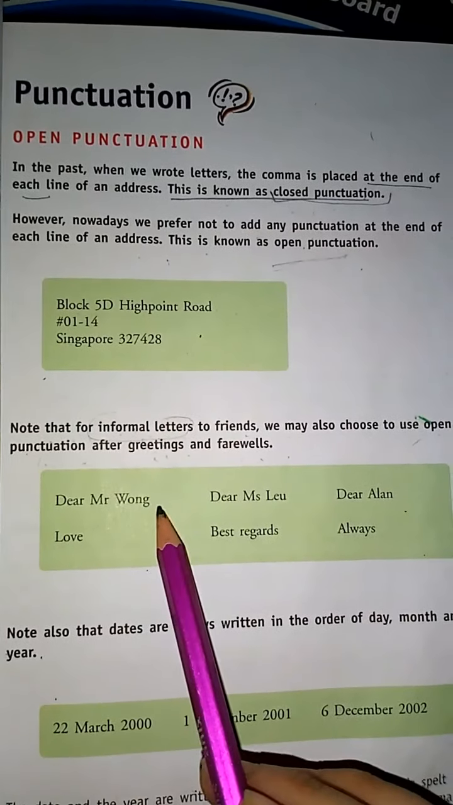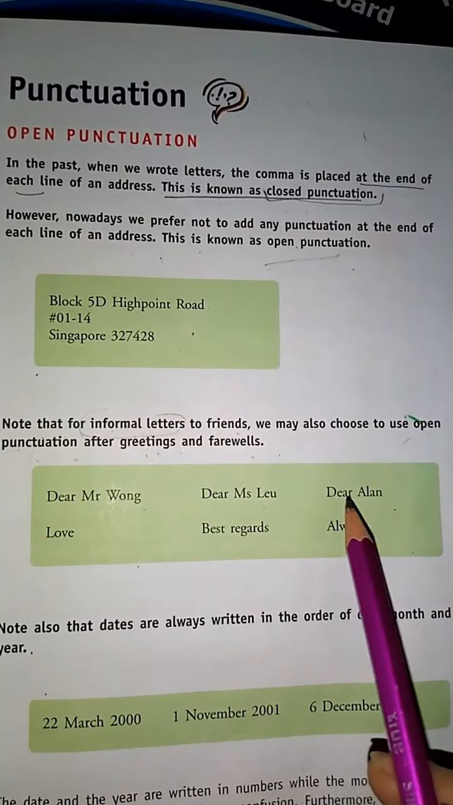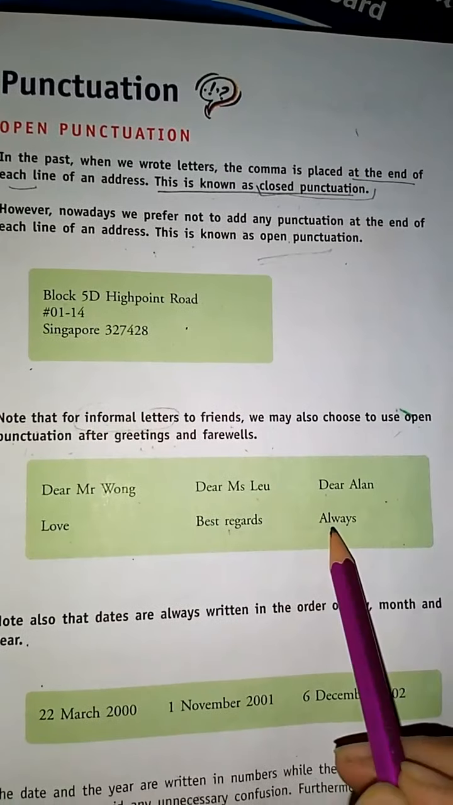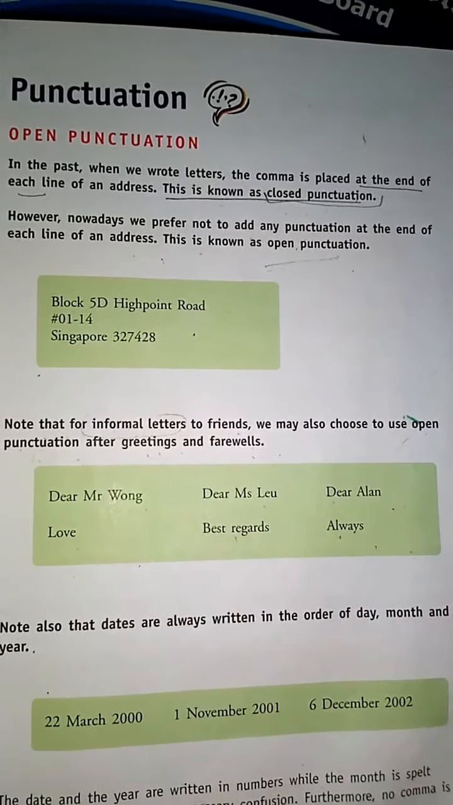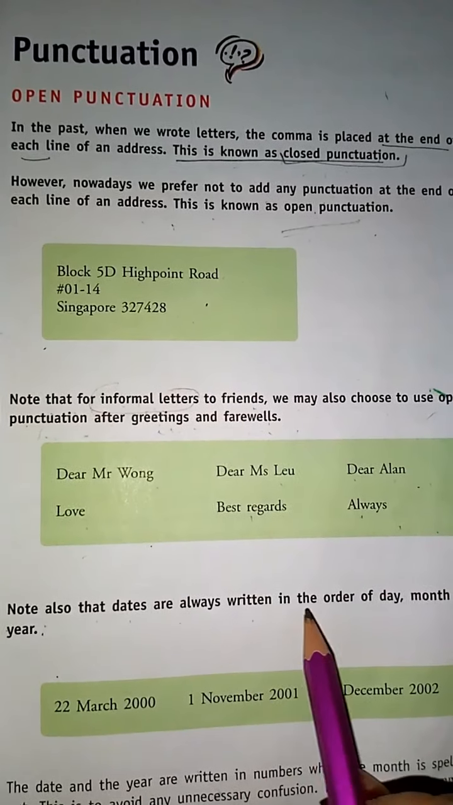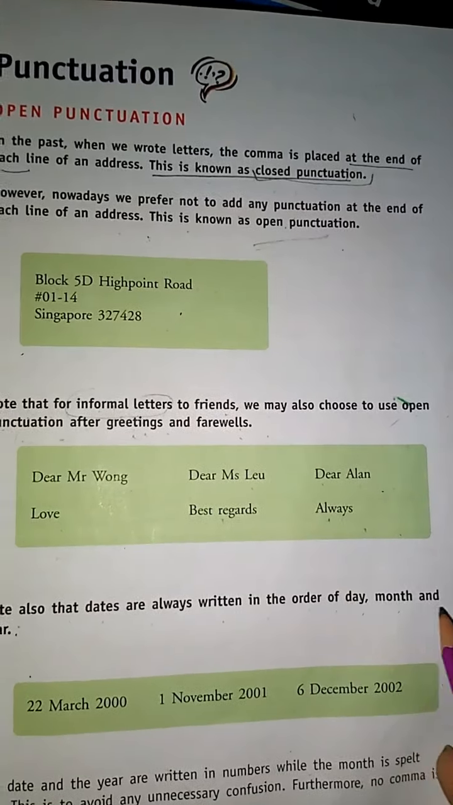Dear Mr. Wrong, this is the greeting. Dear Miss Liu, greeting. Dear Alan, this is also a greeting. Love, best regards, always. These are the farewells. Note also that dates are always written in the order of day, month and year.